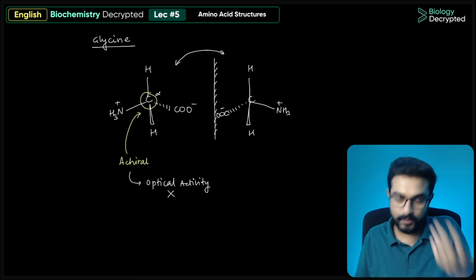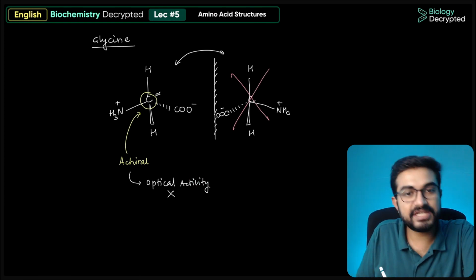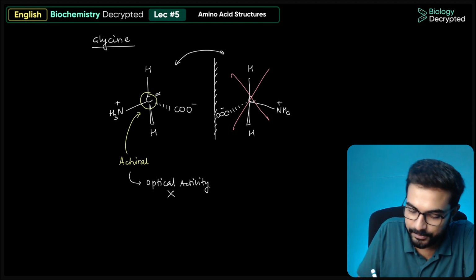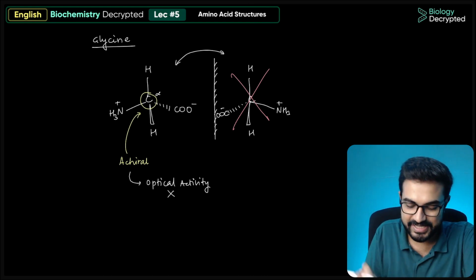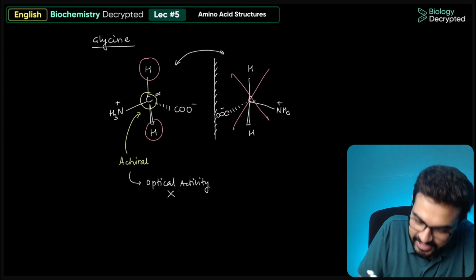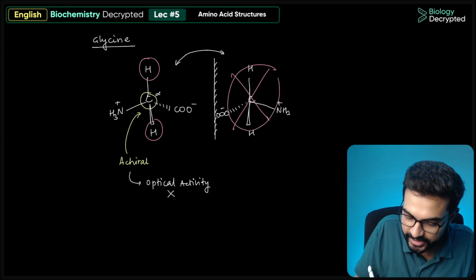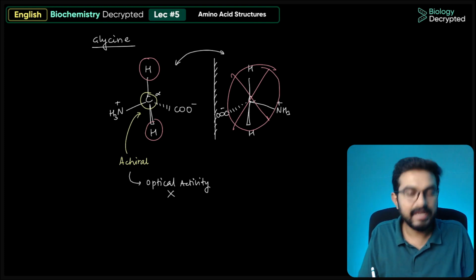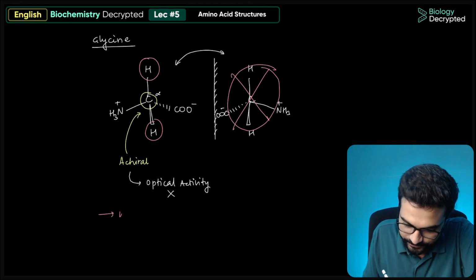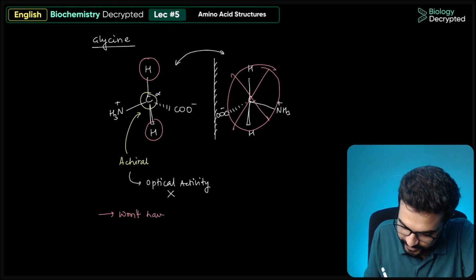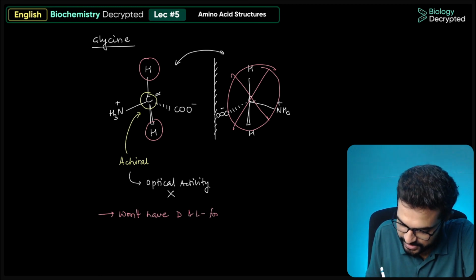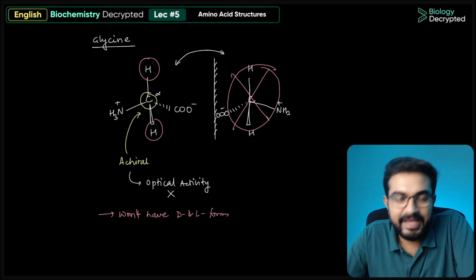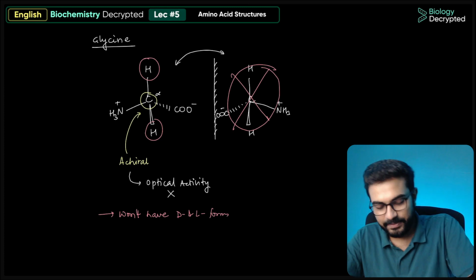You can try to draw a mirror image, but again, this is essentially the same thing. There won't be a separate compound. This mirror image would not be a separate compound. Rather, it will be the same compound because it has two groups that are the same. This is what I wanted to point out. Please note this. This won't exist. This will be the only form that exists, and it won't have D and L forms. So we don't talk about D-glycine or L-glycine. It's simply glycine.